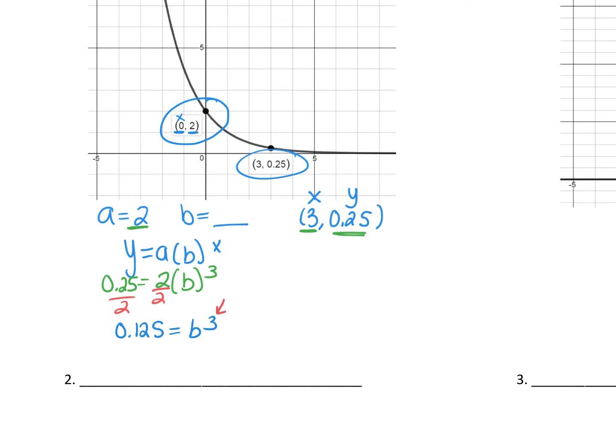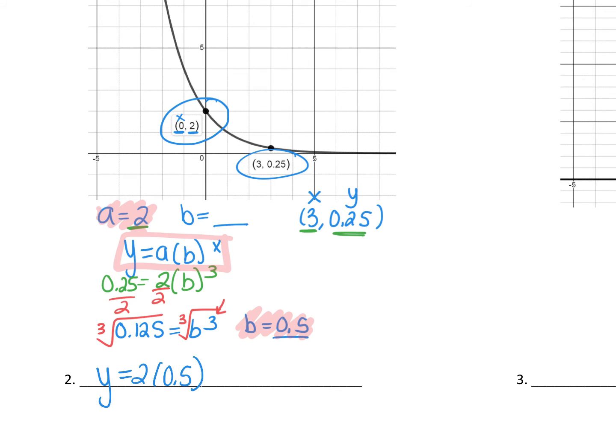Anytime we have a power, to get rid of that power, we're going to take the same type of root. So if I have a third power, I'm going to take a third root. And when I take the cube root of 0.125, I get that b is 0.5. So now that I know that a is 2 and that my b is 0.5, I can write my equation in this form. So I'm going to have y equals 2 times 0.5 to the x power.